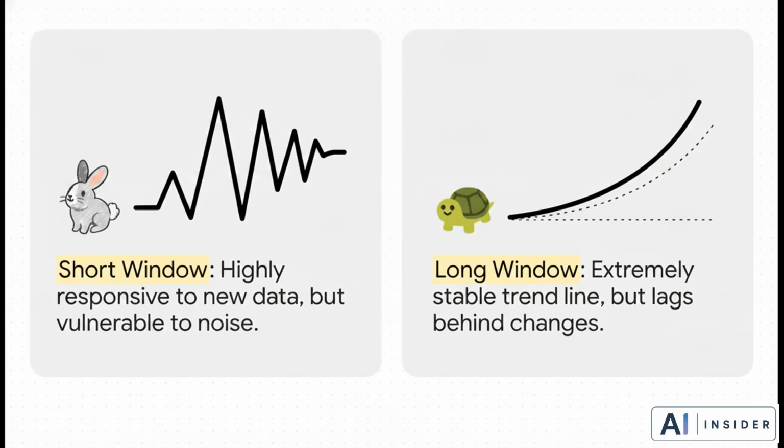But here's the operational dilemma you're definitely going to face. It's basically the Goldilocks principle of choosing your window size. If you use a really short time period, like a 3-month moving average, your model is highly responsive to new data, but it's still vulnerable to getting tricked by noise. On the flip side, if your window size is too large, say a 12-month average, you get this beautiful, stable trend line, but it's going to lag so far behind the actual data that you might completely miss a shifting trend until it's way too late.